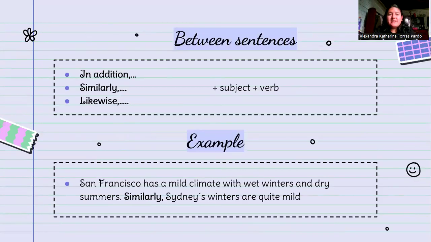Between sentences: in addition, similarly, likewise, plus subject plus verb. The cohesive devices mentioned above are used to compare 2 ideas with each other, either within a sentence or between 2 sentences to join the same idea in one sentence.